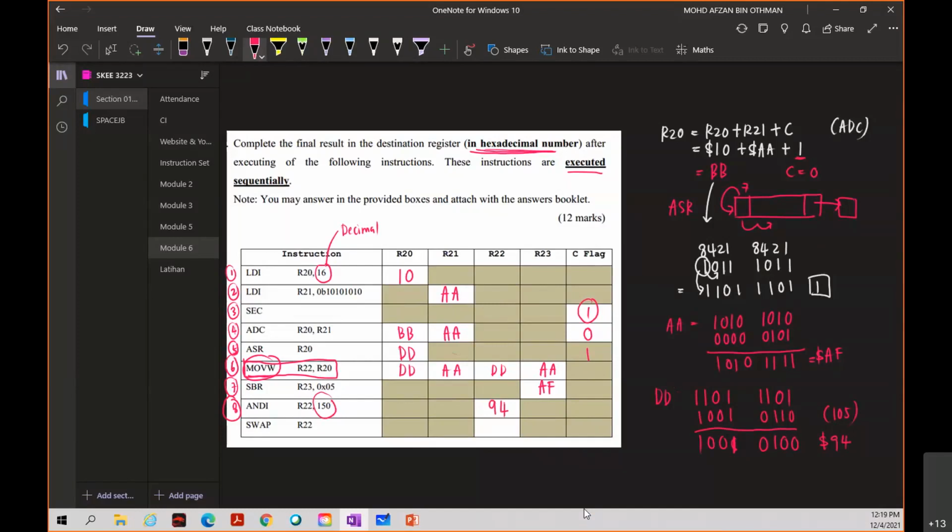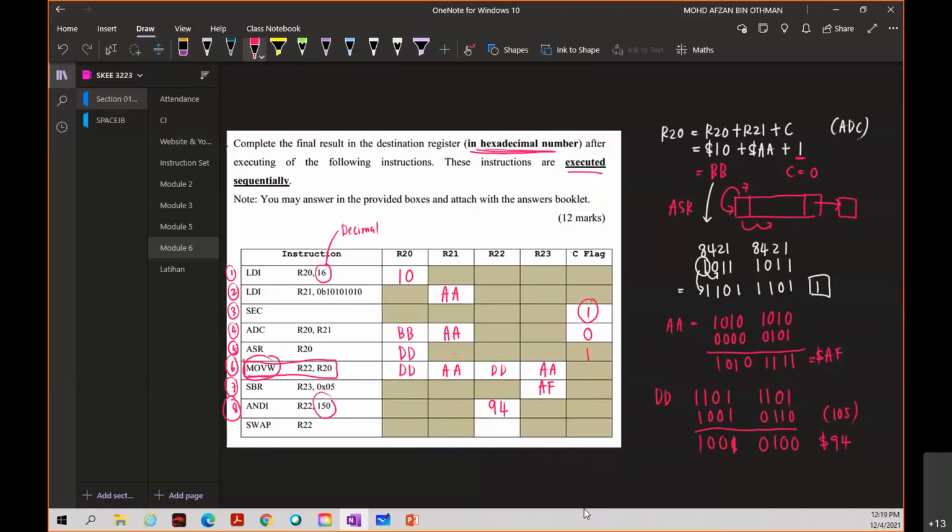Okay, anyone get the same results for line 8? Yes, doctor. Okay, and last but not least, swap. Swap means that you're going to swap the position, from low neighbor go to high neighbor and high neighbor go to low neighbor.